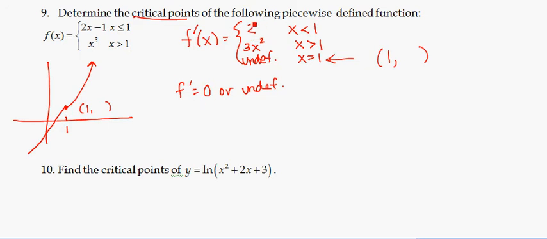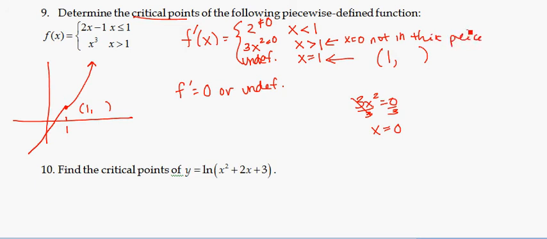Is there a place where these functions are 0? Well, 2 is never 0, right? But what about 3x squared? 3x squared is 0. Let's solve for where that would happen. This is obviously happening at x equals 0, so I don't know why I'm going through the algebra. But x equals 0 is not in this piece of the domain. Where x is 0, that's not on this curve. So we're not getting any critical values from this piece either. So the only critical value is right where the derivative is undefined. That's going to be at this point 1, comma 1. So that's our only critical point.